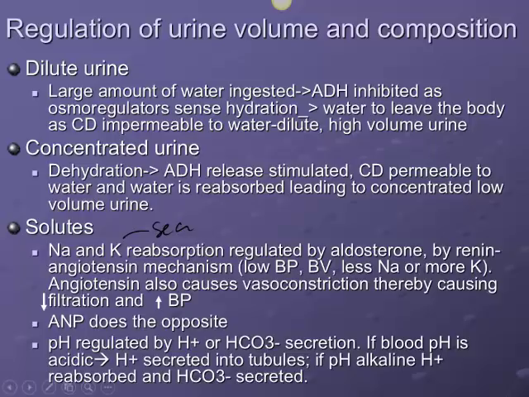pH, we will see, is regulated depending on whether there's acidosis or alkalosis. If blood pH is acidic, that means too many hydrogen ions will be secreted into the lumen and passed out. We'll see how it's passed out in the urine. If it is alkaline, you want to bring down the pH. So hydrogen ions will be reabsorbed, instead bicarbonate will be secreted. Okay?